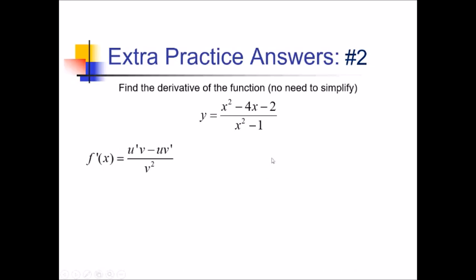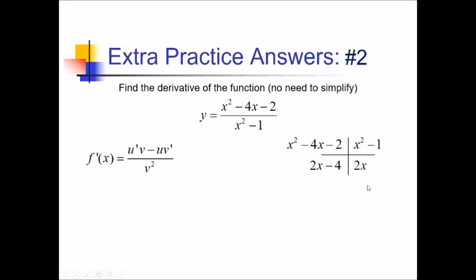And now let me set up a box and ribbon to organize everything here. So in the upper left, I've got my numerator, x squared minus 4x minus 2. In the upper right, my denominator, x squared minus 1. And now their derivatives down below, we've got u prime and v prime down here. So for u prime, we've got 2x minus 4. For v prime, this will be 2x.